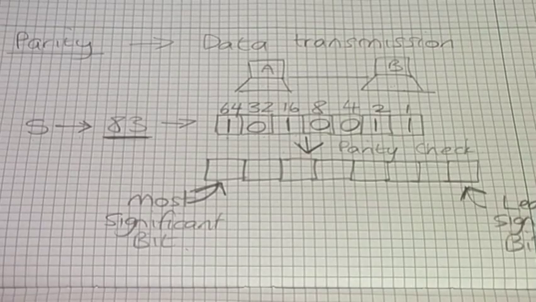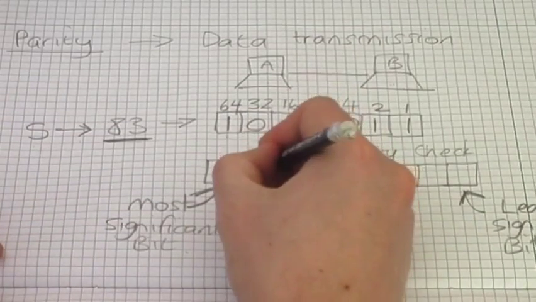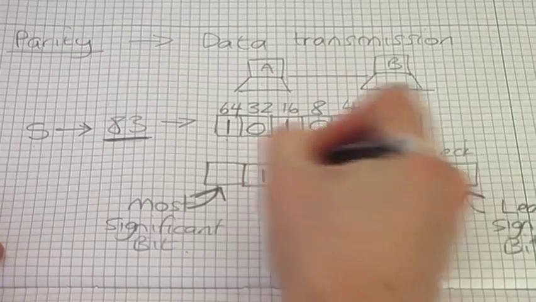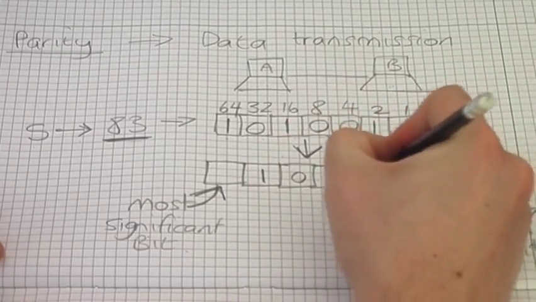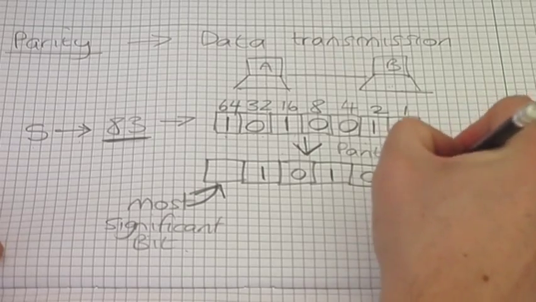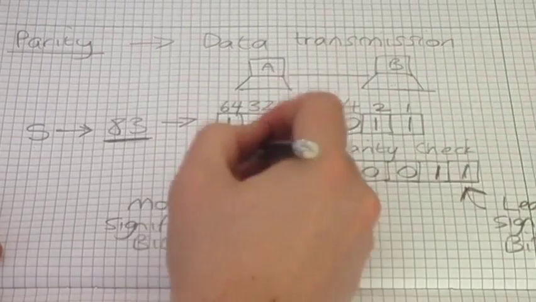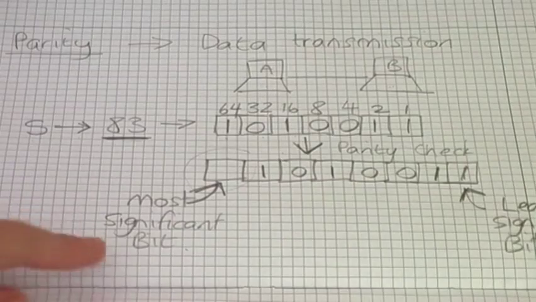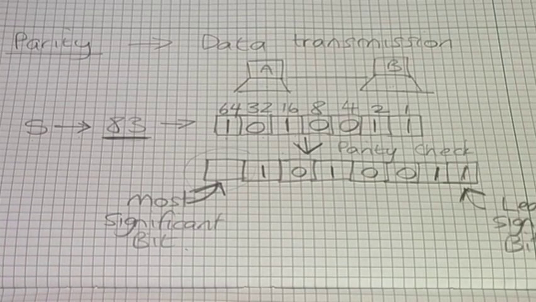So my 7 bits of data are going to go in here. So I'm going to write those in. There we go. Okay, so I've decided that I'm going to use this space here, the most significant bit space, to add my parity bit.